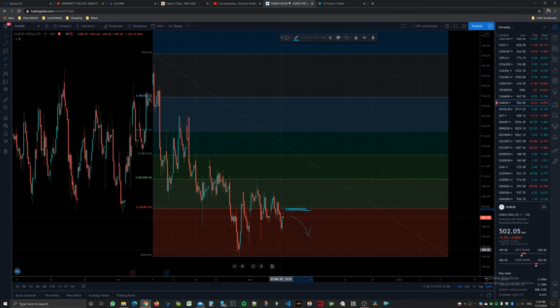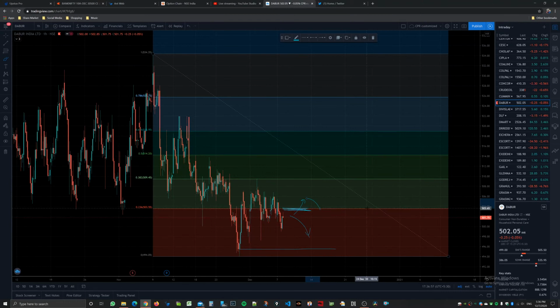With this Fibonacci retracement, I'm trying to explain this. If it starts falling down, you can expect up to this level. This level can be the target if it is coming down. And if this resistance is broken in the morning itself, then you can expect a retracement up to this level, that is the 503 level.